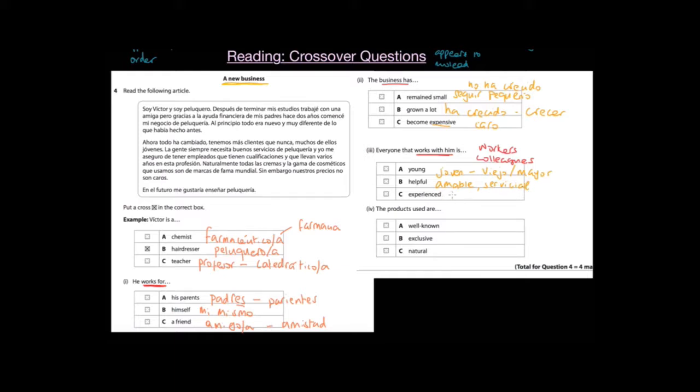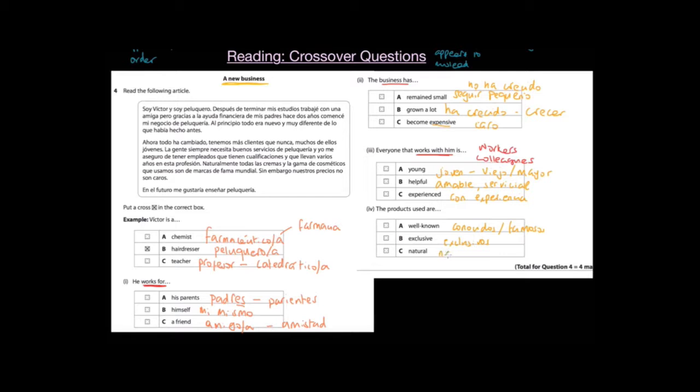And then experienced, we could say con experiencia. And then the products used are well known, conocidos, or we could have famosos. Exclusive, exclusivos.